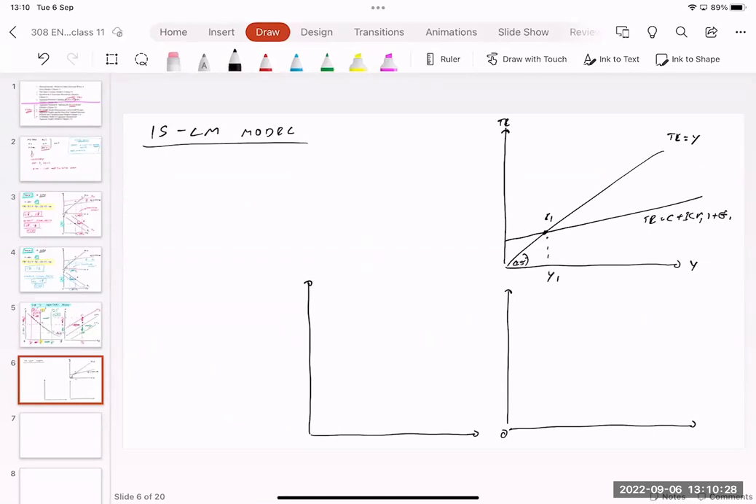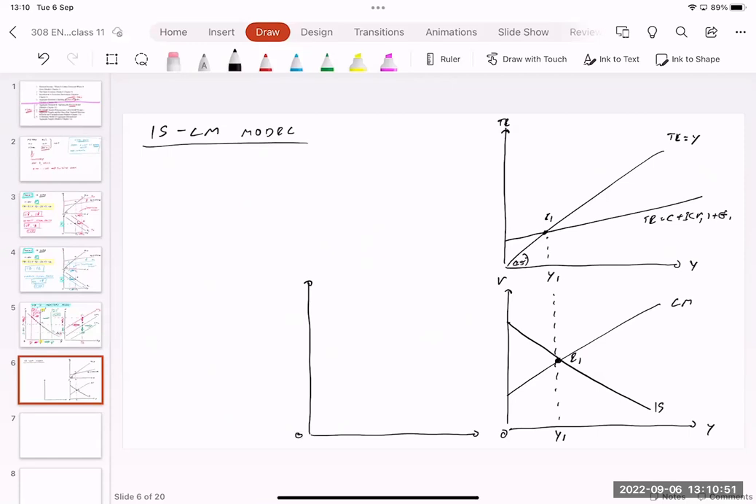Link it down. For the lower graph, on the horizontal axis is Y, and on the vertical axis is R for the real interest rate. Link down Y1 and Y1. You're going to have the LM curve and the IS curve. This is equilibrium point E1. And then you link it to the left.